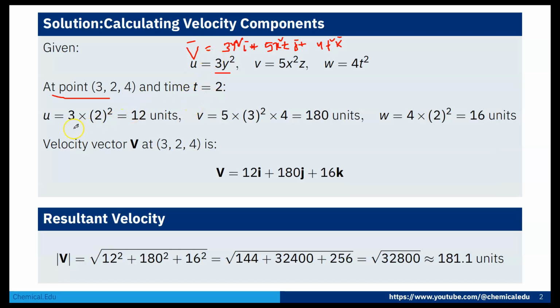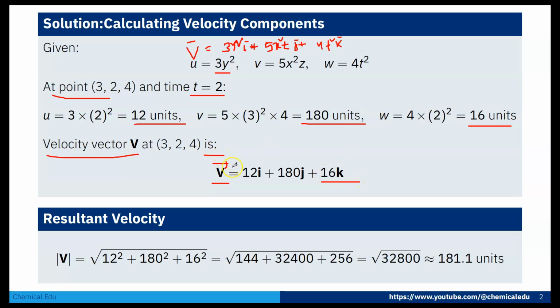Now what will be the velocity components? If you plug in x, y, z, here only y² is given, and y is 2, so u is 3 into 2², that is 12 units. v is 5x²z, so v will be 5 into 3² into 4, so that is 180 units. And w is 4t², so w is 4 into 2², that is 16 units. So the velocity vector at (3, 2, 4) is V equal to 12 i plus 180 j plus 16 k.